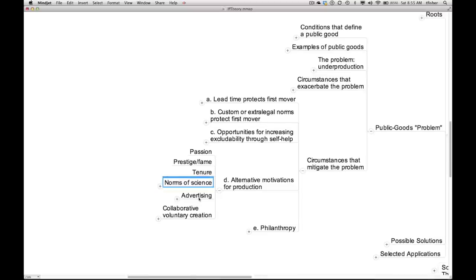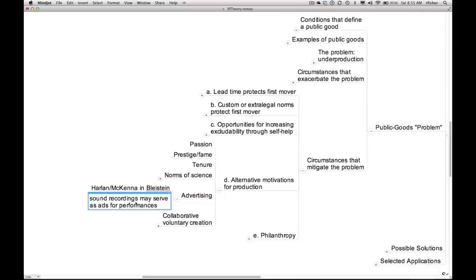Advertising. I mentioned this in a previous lecture. In some contexts, intellectual property products will be generated even in the absence of legal protection because they serve as advertising for other things. For example, it's sometimes said, controversially, that sound recordings function as advertisements for performances, specifically for concerts, and thus that we should not be troubled, from a utilitarian standpoint, by the decline in the monies that can be earned by selling copies of the recordings themselves.